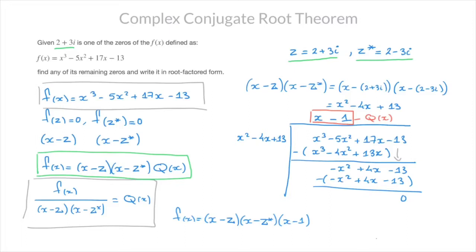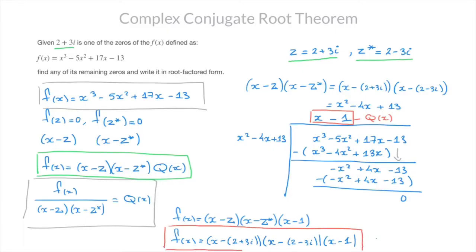Or going further and replacing z and z star by their respective values, we can go ahead and write this as f of x equals (x minus (2 plus 3i)) times (x minus (2 minus 3i)) times (x minus 1). And at this stage, we've written this polynomial function in its root factored form. And we've stated the values of two of its roots. Those were 2 plus 3i and 2 minus 3i.